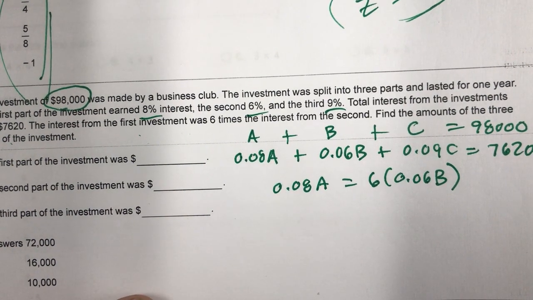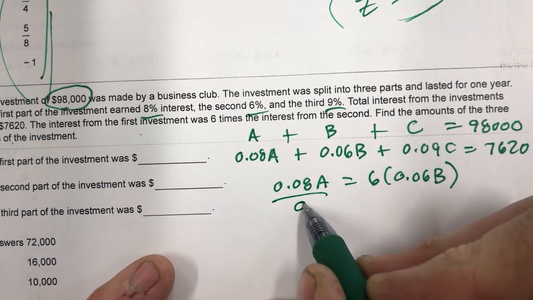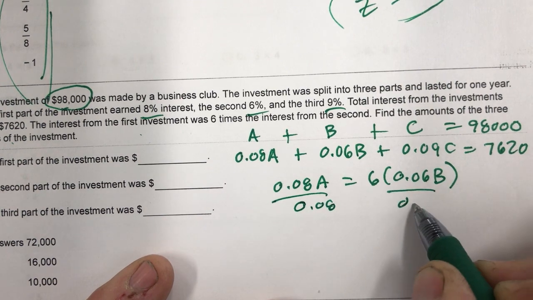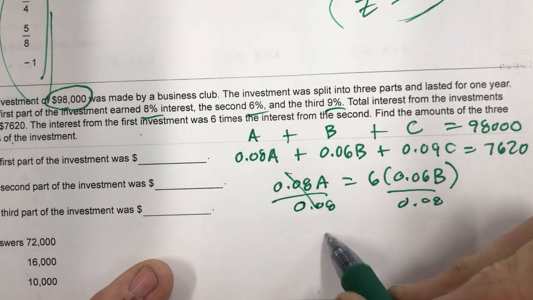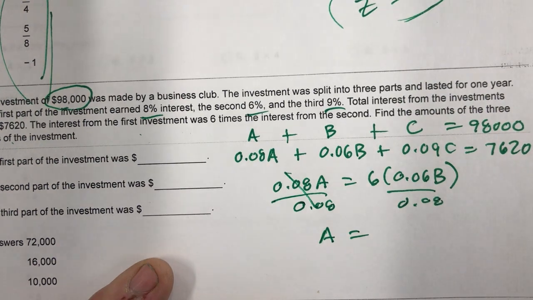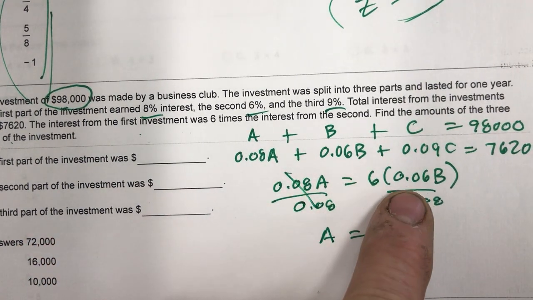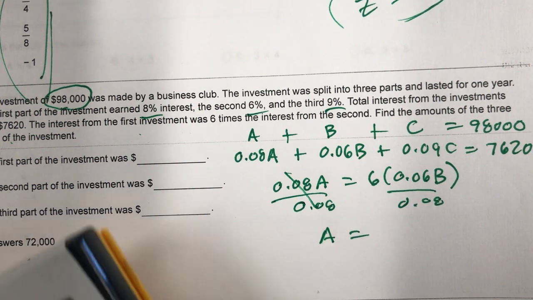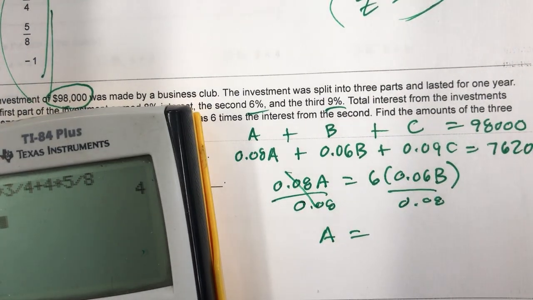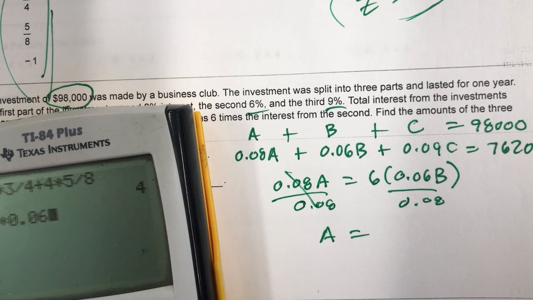All right, so I think what I'm going to do, I'm going to divide both sides by 0.08 on this equation. So I get A equals this in terms of B. So if I do 6 times 0.06 and then divide by 0.08, I get 4.5.